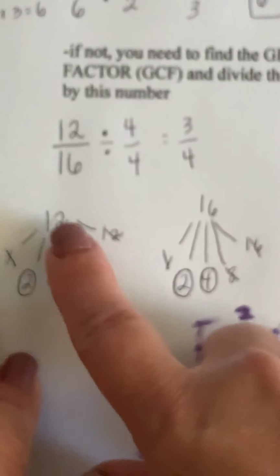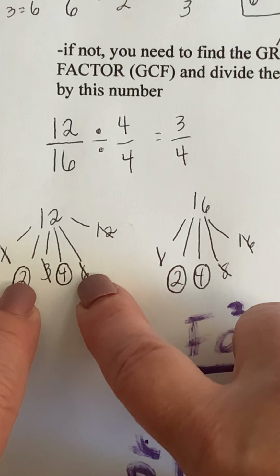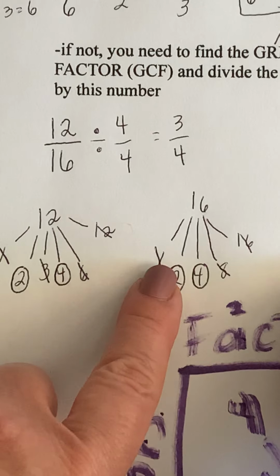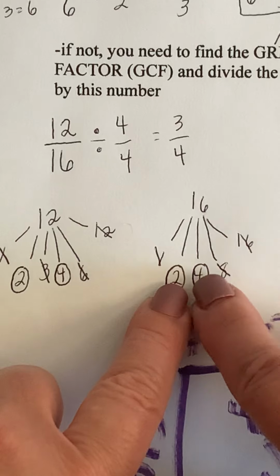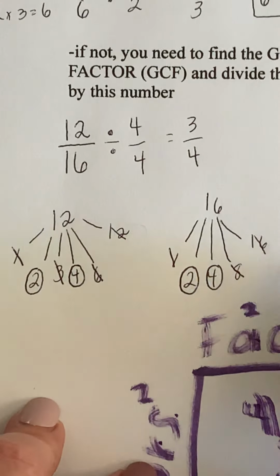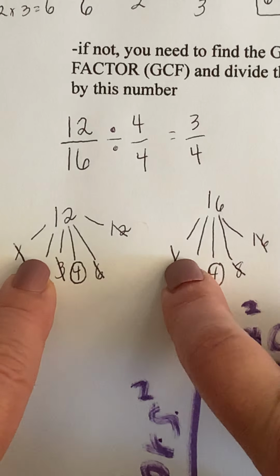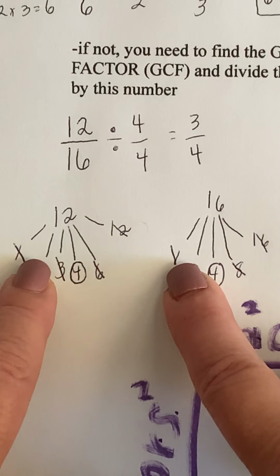So right here, 12. I put 1 times 12 is 12. 2 times 6 is 12. 3 times 4 is 12. And then for 16, I put 1 times 16 is 16. 2 times 8 is 16. And 4 times 4 is 16. Now, if you see, I've already crossed out numbers. We never use a 1 to reduce. Ever, because it would be the same. If I divided 12/16 by 1, you know that 12 divided by 1 is 12, and 16 divided by 1 is 16. So we would not be reducing a fraction.